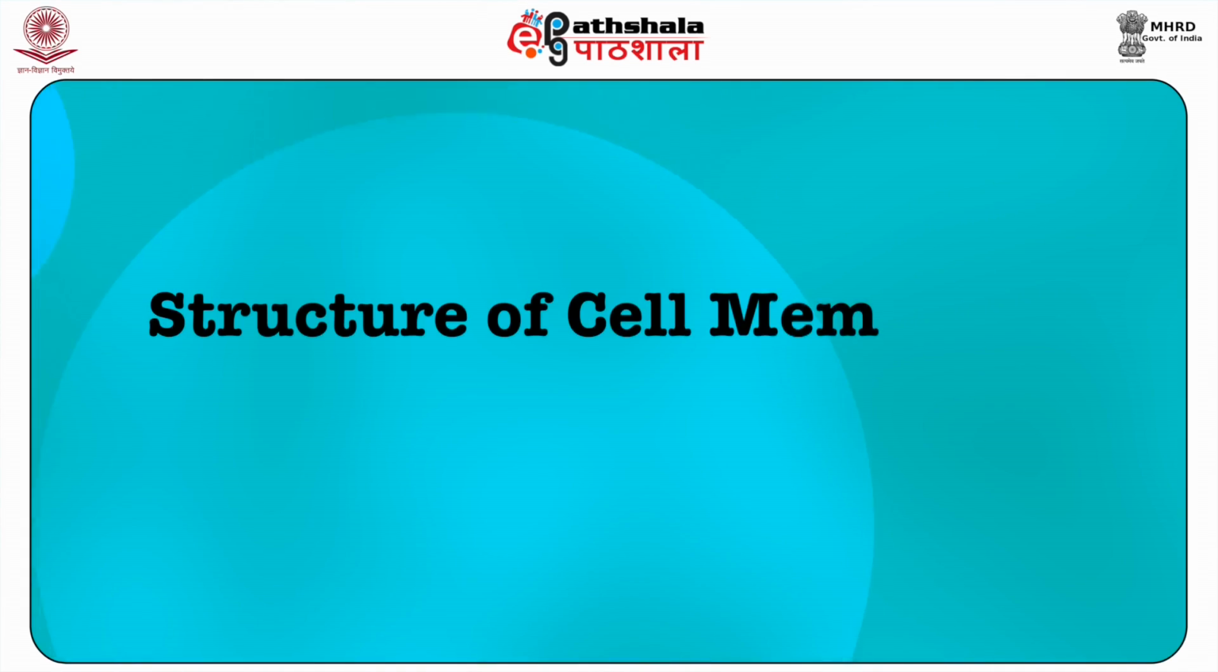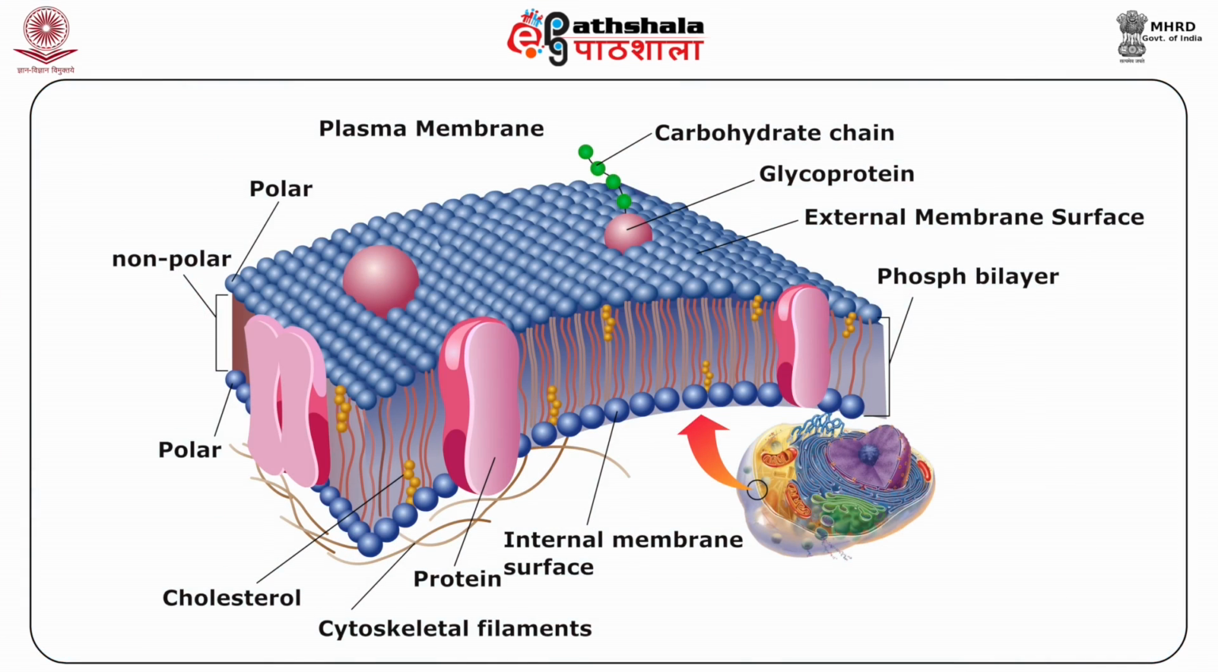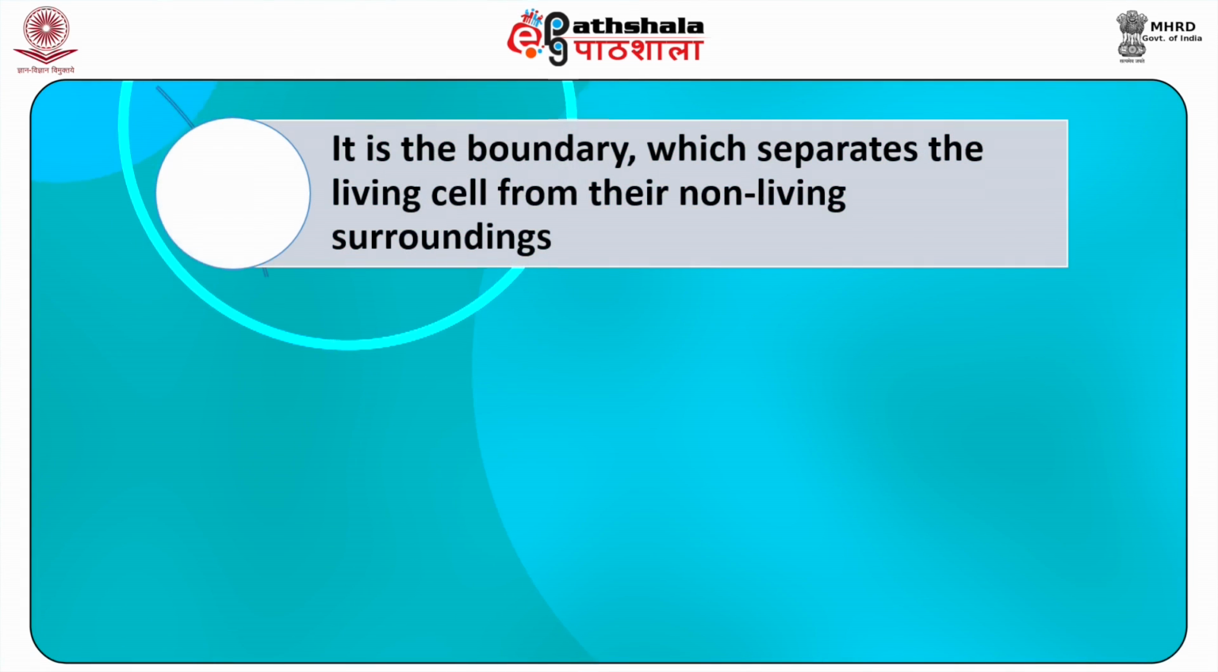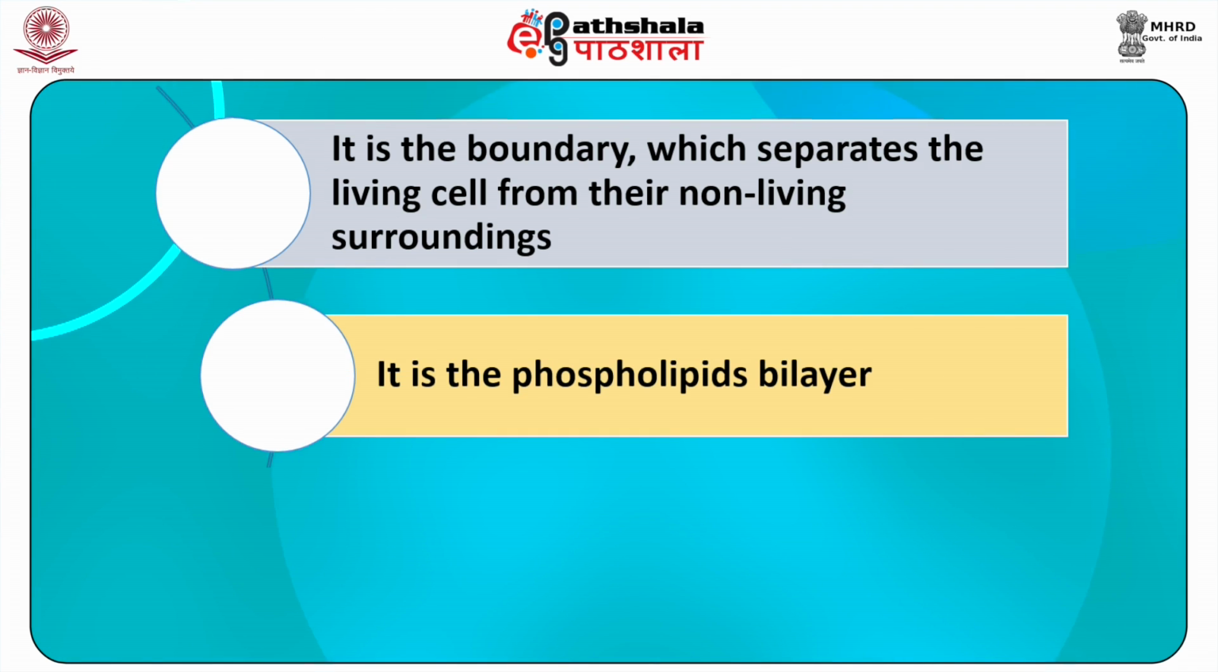Structure of cell membrane. It is composed of 2 layers of phospholipids and embedded with proteins. It is a thin semi-permeable membrane layer which surrounds the cytoplasm and other constituents of the cell. This figure shows the structure of plasma membrane with its components in detail. Plasma membrane structure can be understood from the points. It is the boundary which separates the living cell from its non-living surroundings. It is a phospholipid bilayer.